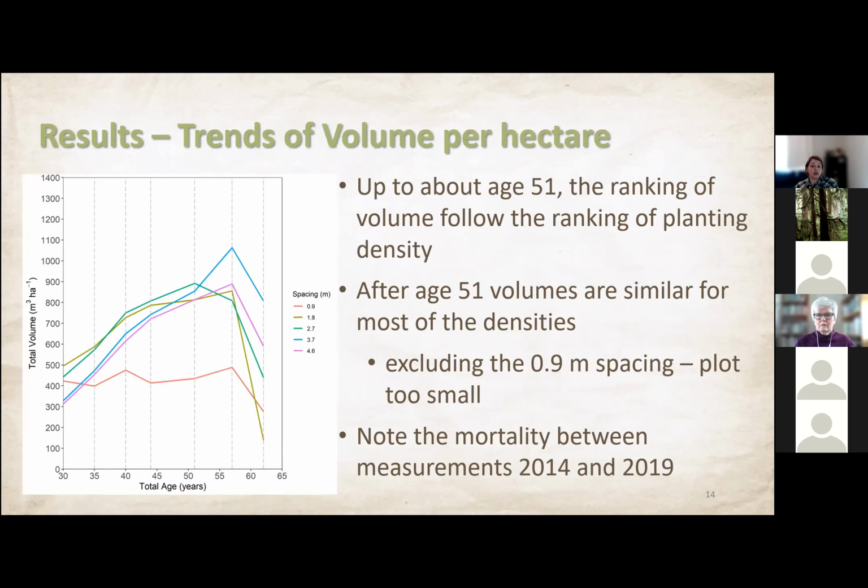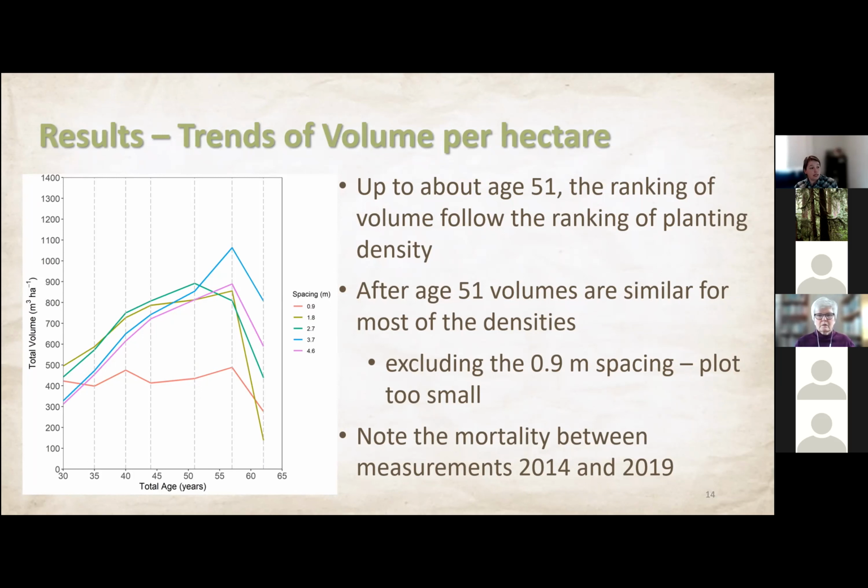Here is the trend of total volume per hectare. Up to about age 51, the rank of volume followed the rank of planting density. That is, planting more trees will produce more volume. By age 51, the yields from all the treatments were approximately equal, excluding the 0.9 that had bigger mortality.